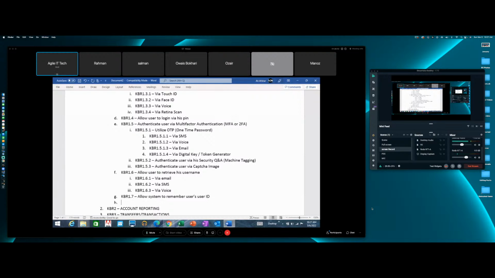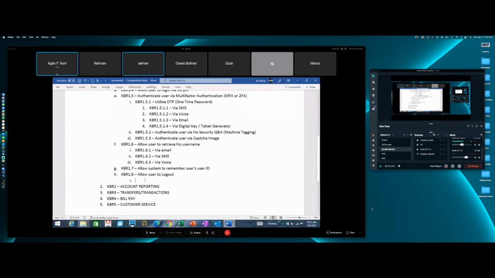Now, the major one is this. If you're going to log in, what do you have to do at the last? What's the opposite of login? Log out. You're not going to allow them to log out? You think that's an important requirement? Yes, of course. And there are two different ways of logging out, right? Which are what?